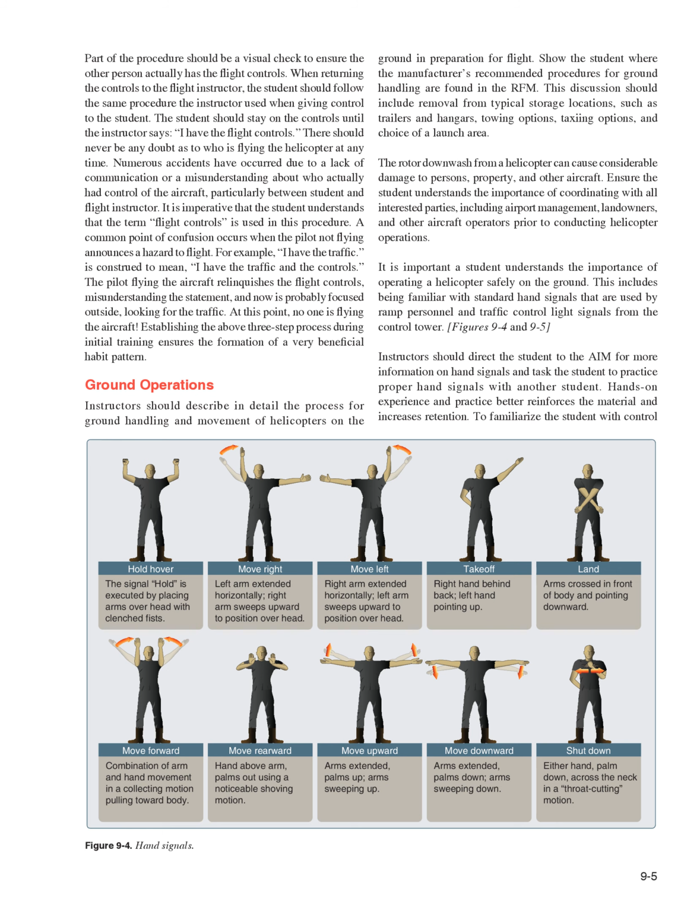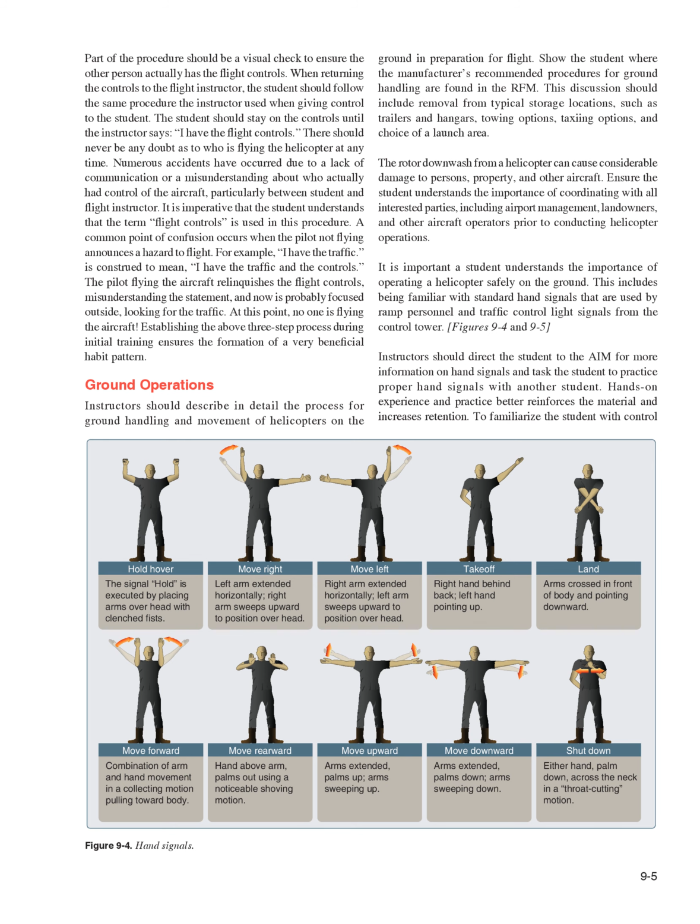A common point of confusion occurs when the pilot not flying announces a hazard to flight. For example, "I have the traffic," is construed to mean, "I have the traffic and the controls." The pilot flying the aircraft relinquishes the flight controls, misunderstanding the statement, and now is probably focused outside, looking for the traffic. At this point, no one is flying the aircraft. Establishing the above three-step process during initial training ensures the formation of a very beneficial habit pattern.